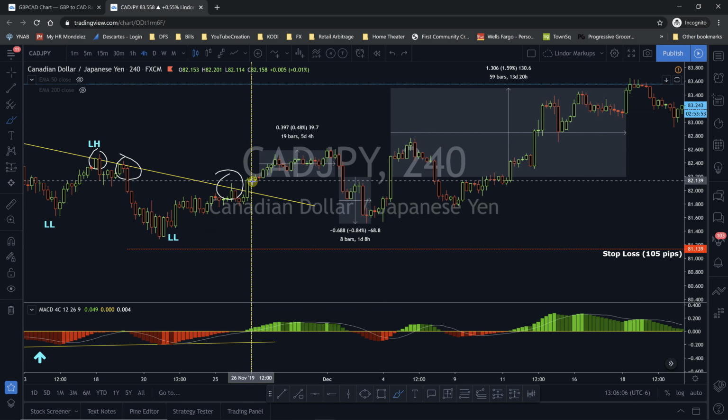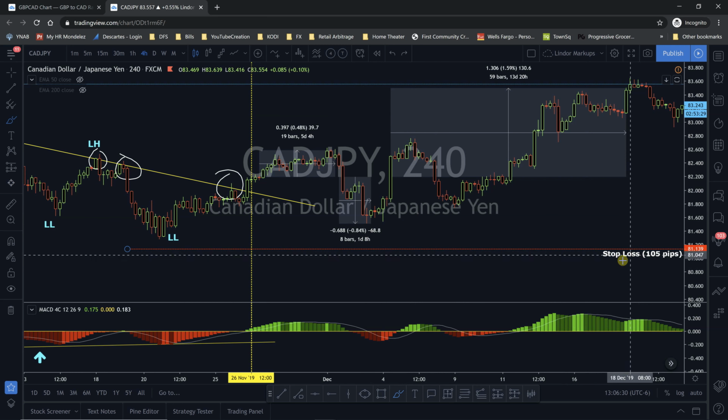So if you didn't get out at this point, if you stayed in, because if I entered right here, my stop loss personally would have been down here. As you can see, it would have been a 105 pip stop loss. Now that's one of the things when you're trading on the higher time frames, you're going to have a higher stop loss, which means that you're going to have to use a smaller lot size because you want to minimize your risk, because your reward is going to be greater, right?